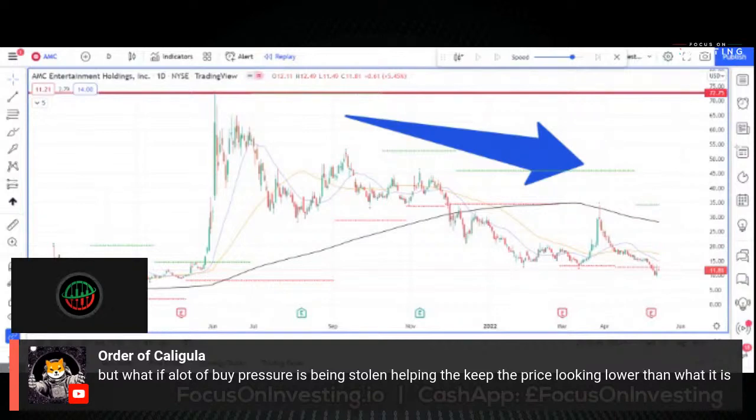Kalinga says, but what if a lot of buyer pressure is being stolen, helping the price look lower than what it is? Maybe so. But if you can buy it for this price, then there is no short squeeze. Do you understand what I'm saying? The short squeeze is dependent on the investment funds not being able to exit their position, and therefore the people that own the stock naming their price for people to exit their position.